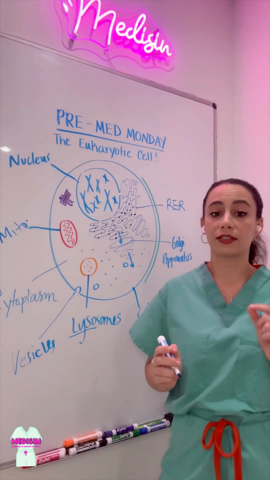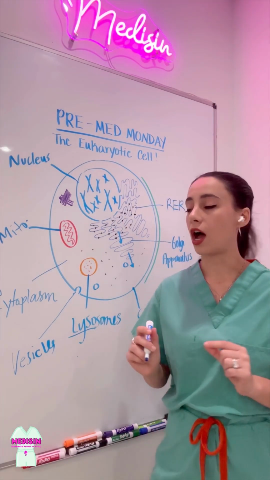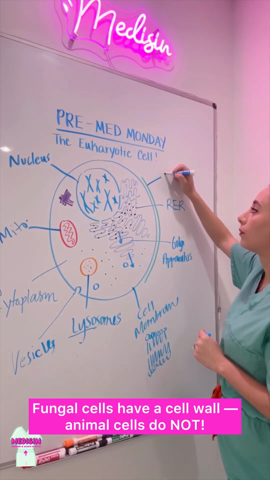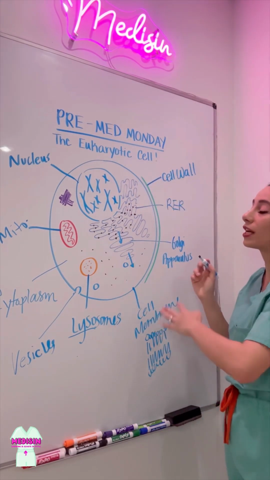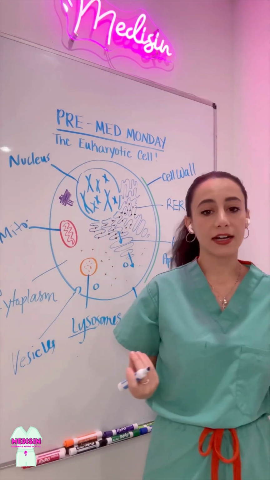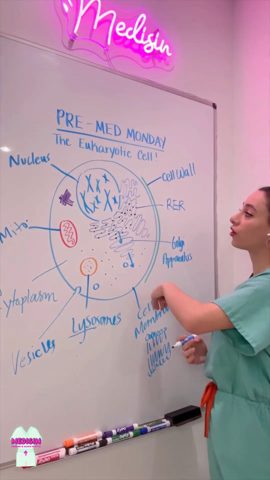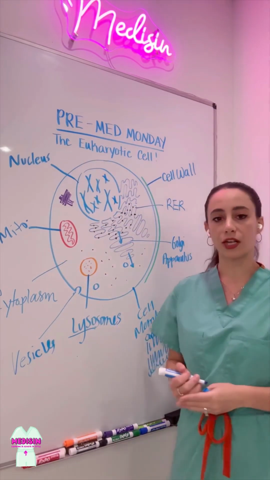Now, fungal cells have something special that animal cells do not, and it is this cell wall. I've drawn it in green and only in parts of this cell, so you can remember it's only in fungal cells, not in animal cells. And this cell wall will confer further protection from the outside world to the cell.